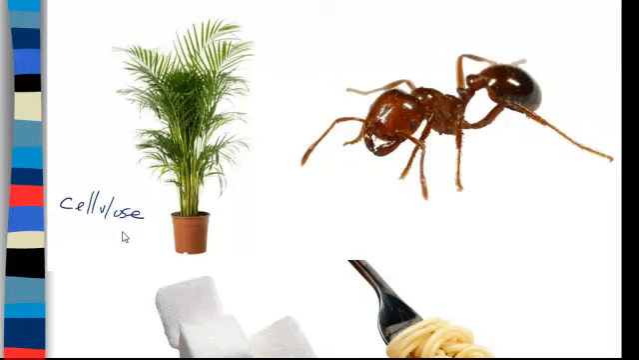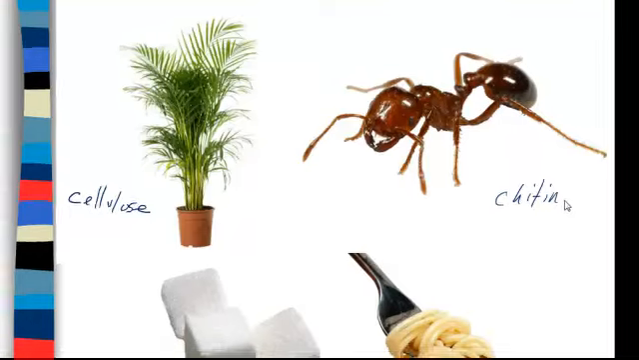And you look over here, the exoskeleton of insects is made of a carbohydrate called chitin. So when you step on an ant, that little crunching sound you hear, that's that chitinous exoskeleton composed of carbohydrates.